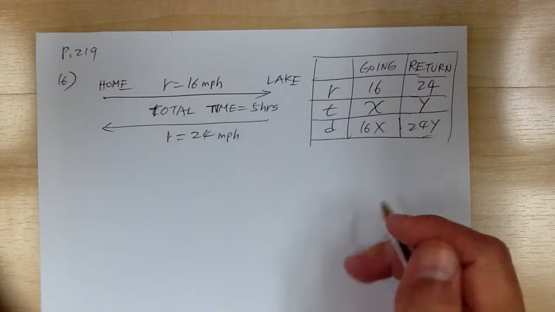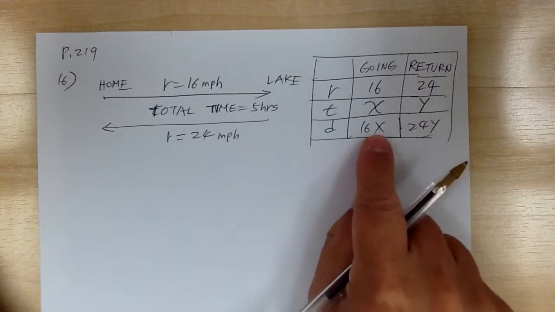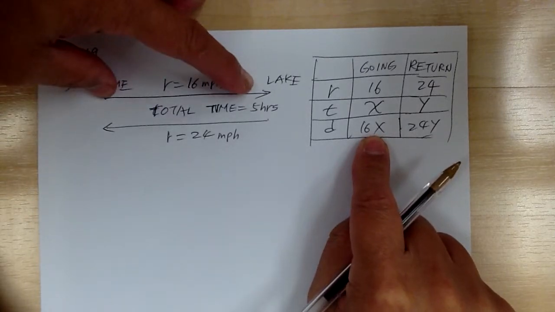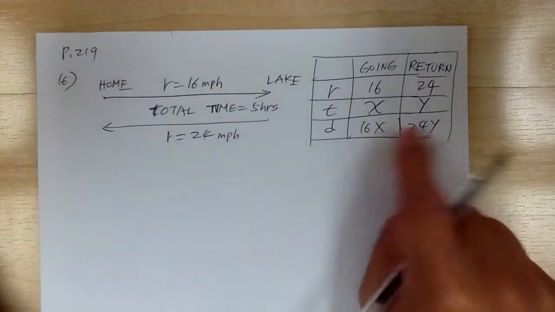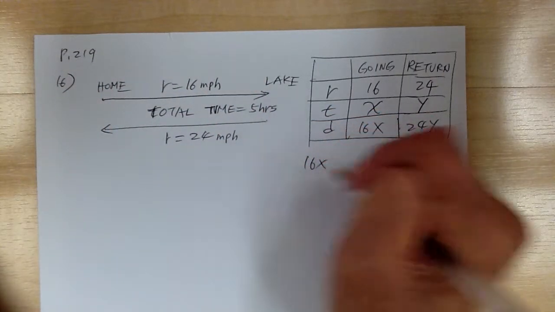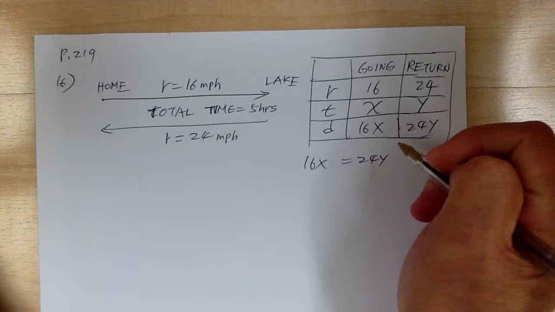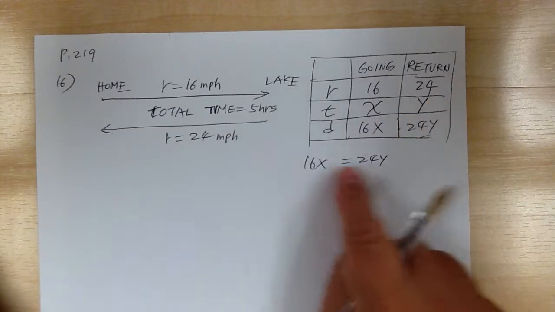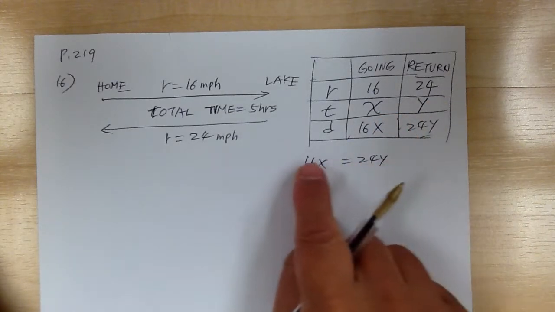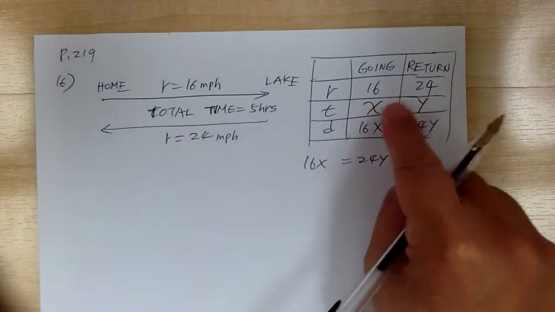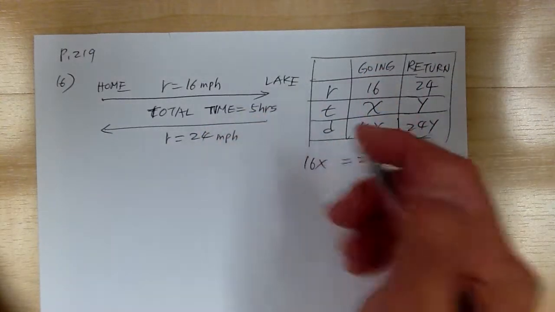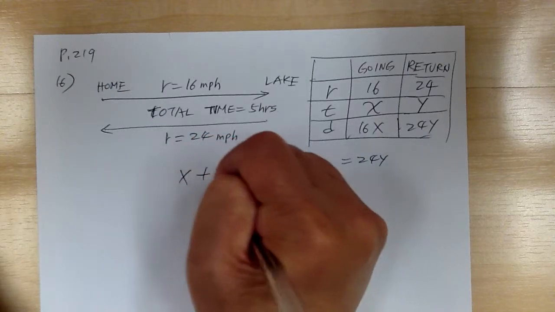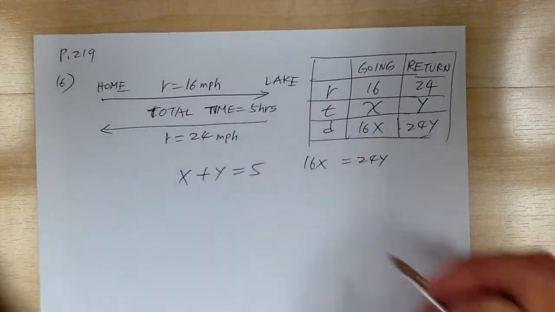Okay, let's go and write the equation. This is the distance going, that's this one here. This is the distance returned, that's this one here. Then you can see they are equal, right? So you got 16x equals 24y. Because you have two variables, you need two equations. So one more equation is the total time. This is the time going, this is the time return, and the total is 5. So the time going plus the time coming back equals 5.